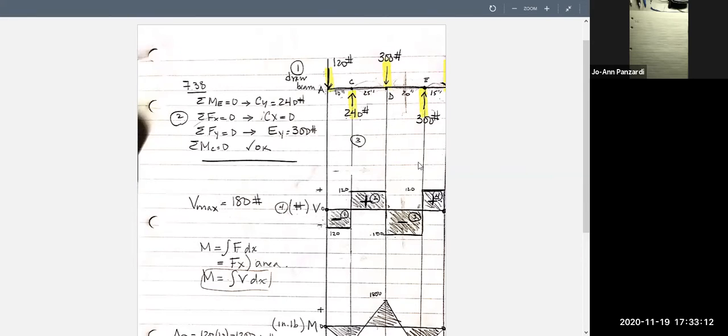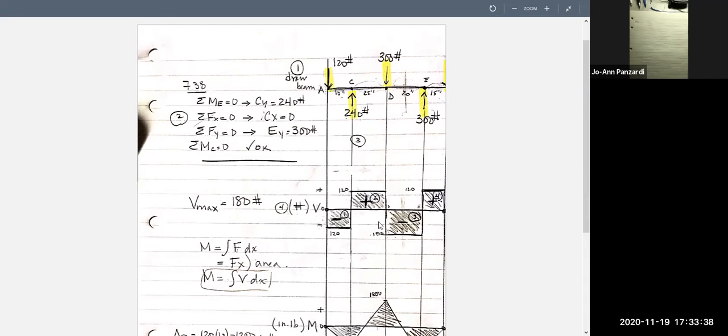From D to E, nothing happens. Continue over on the 180. At E, the 300 brings me up to 120. Nothing happens here, and then at the end, we have a 120 force going down. That's really your check, because a shear diagram always starts and ends at 0. If it was up at 180 here and you had a force of 120 going down, you would know there's some mathematical error.